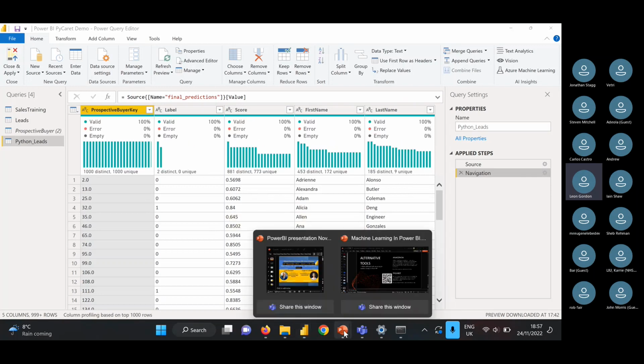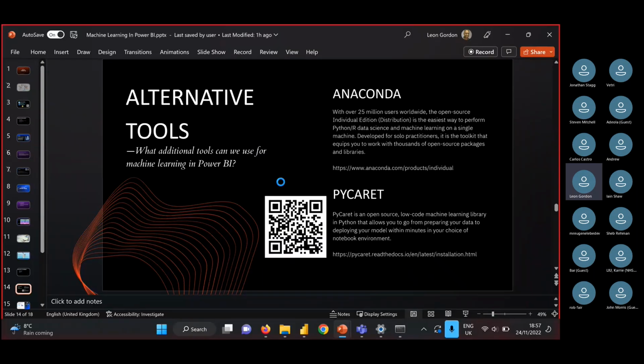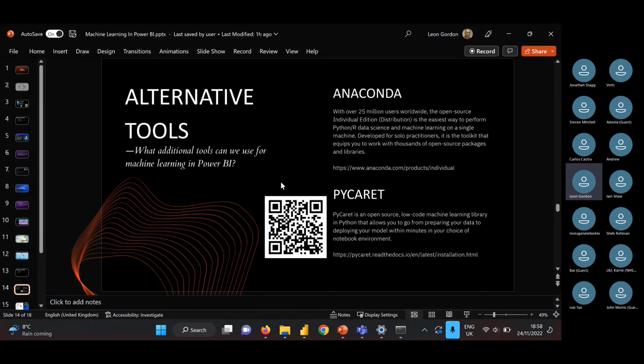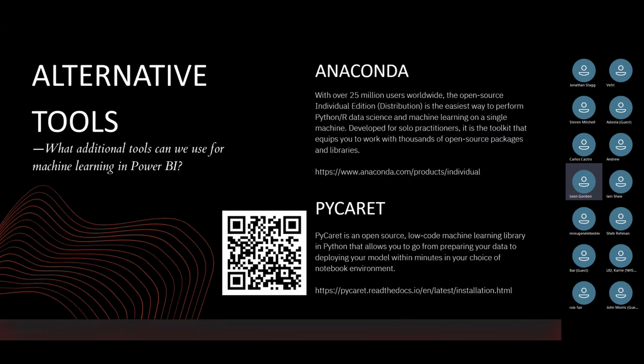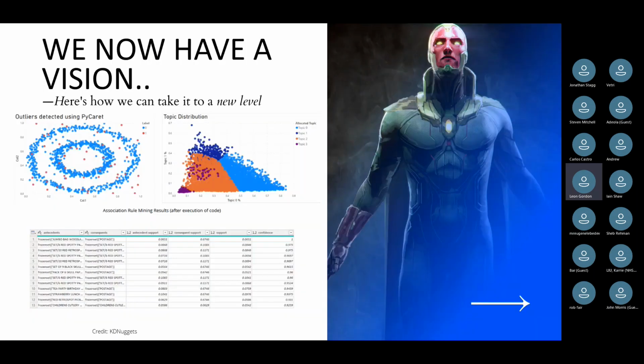Now, finally, just to finish off, you can see there, as I mentioned, that we've been able to recreate what we were doing in Power BI Premium or Premium per user for free in Python. On PowerPoint. Excellent. So we now have a vision. Yes, I do love Marvel. So here's how we can take it to a new level. We can start to use outlier detection in PyCaret, potential topic distribution, and association rule mining. We can go on and do house market prediction and all sorts.